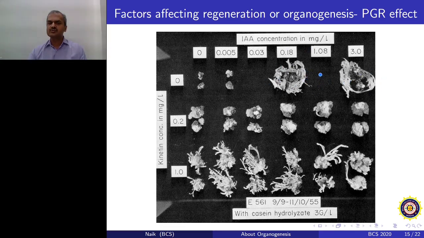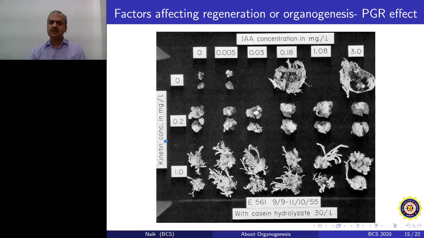A lot of adventitious roots are being produced from this particular explant, with an intermediate concentration of kinetin as well as an intermediate concentration of auxin. Kinetin is a cytokinin, indole acetic acid is auxin, and you can see in the middle portion of this picture the callus formation, a very proliferative callus formation.